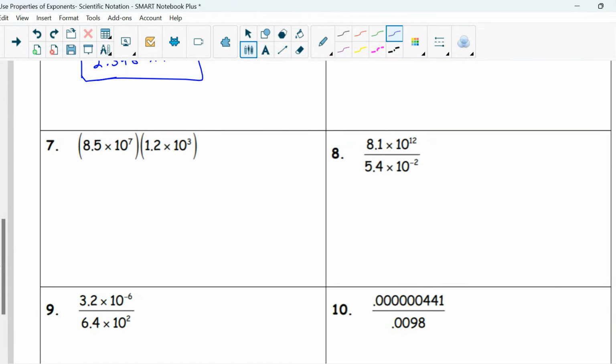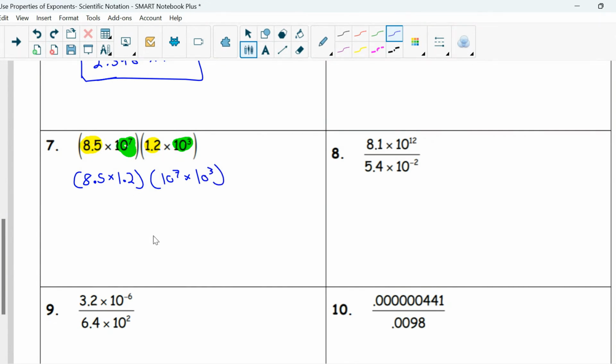Okay, in number 7, we are multiplying two different scientific notations. So we are going to kind of combine like terms in a sense. We're going to multiply our C values, and we are going to multiply our tens. So this is the same as having 8.5 times 1.2 and 10 to the 7 times 10 to the third power.